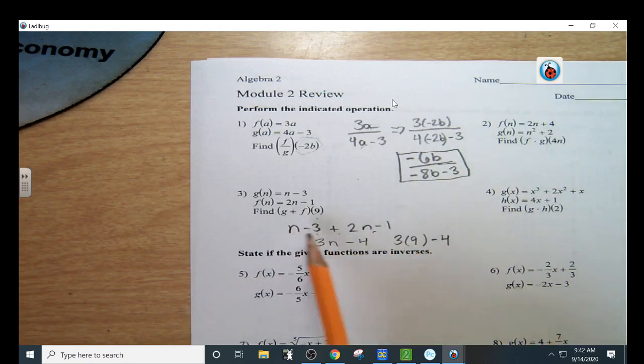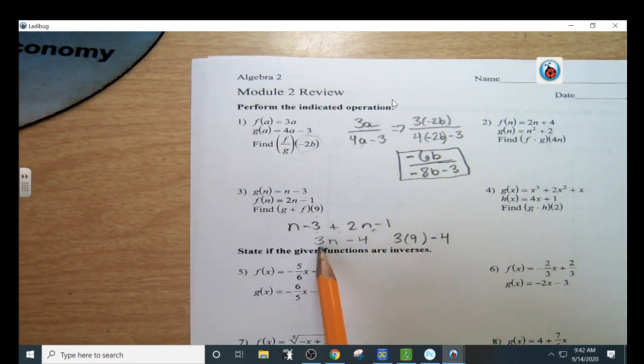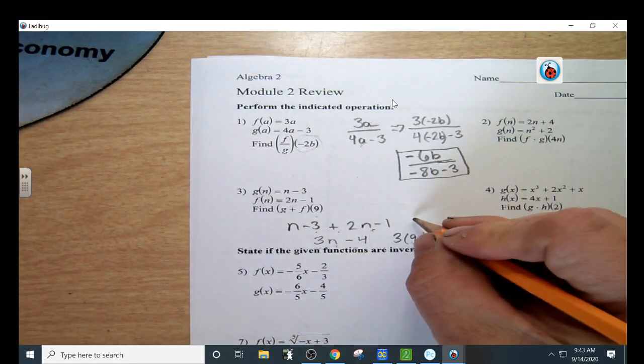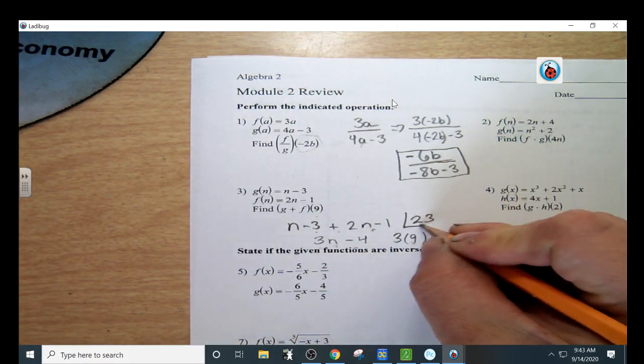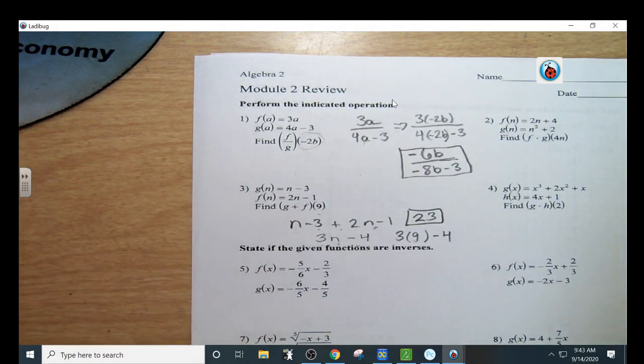So we added G plus F together, combined like terms, and got this. And then where the input value is a variable, we inputted this value there, which was a 9. And 3 times 9 is 27, minus 4 is 23. That's your answer. So guys, if you're given a numerical value to plug in, you should get a numerical value at the end.